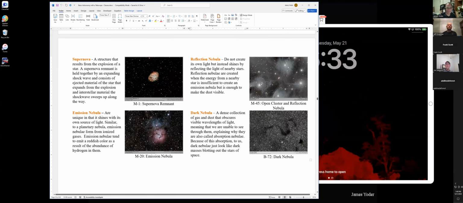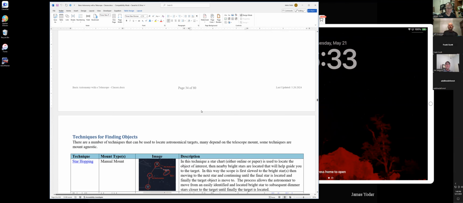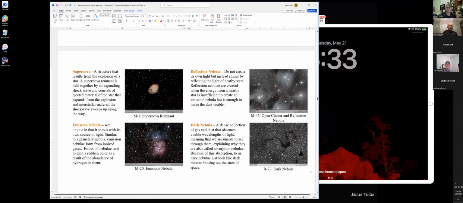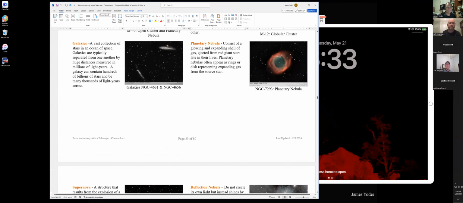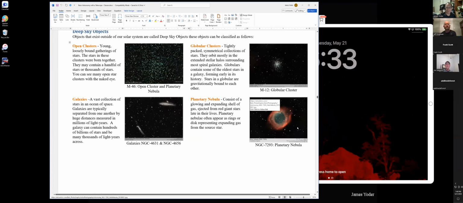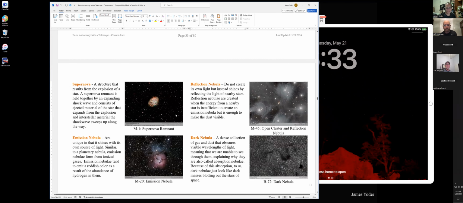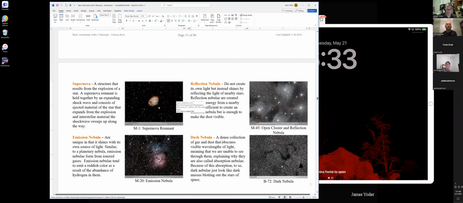So those are basically the different types of deep sky objects that you can view, and most of them look like fuzzy spots. The planetary nebulas are pretty small, and the open clusters are big. They can be 2 to 3 times the size of the moon when you're looking at them. The globular clusters tend to be quite small too, depending on what you're looking at. Galaxies, again, pretty small because they're so far away. And supernovas tend to be pretty small looking too.